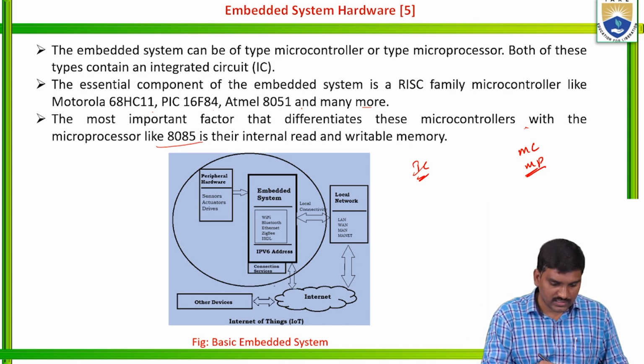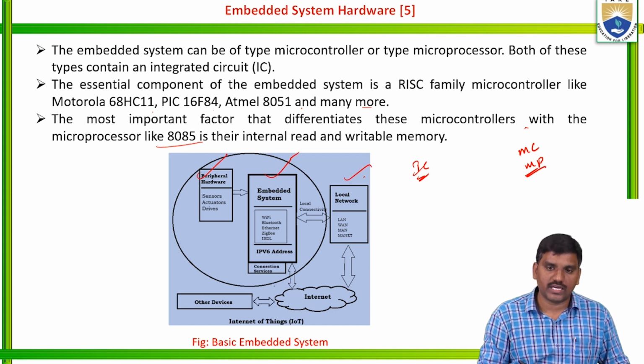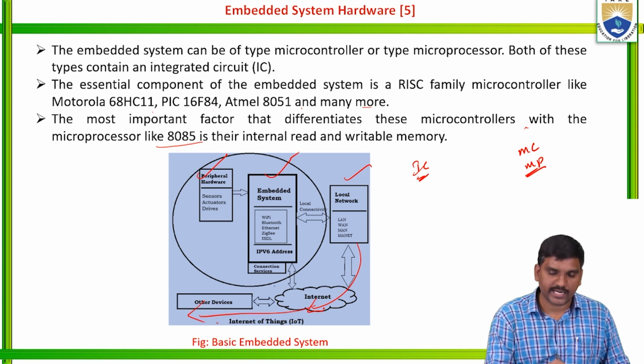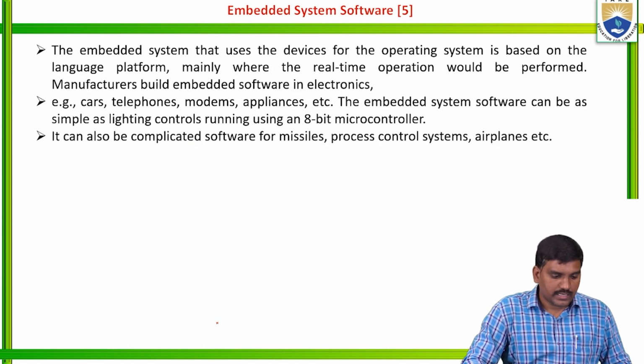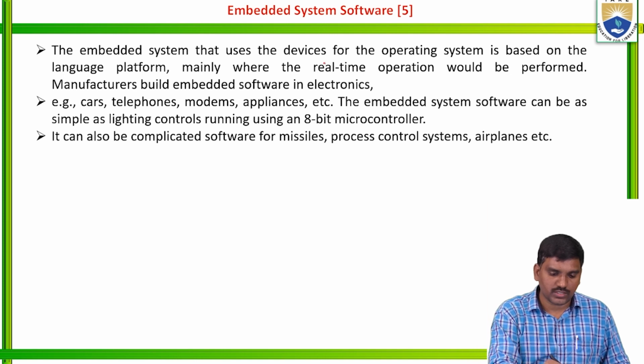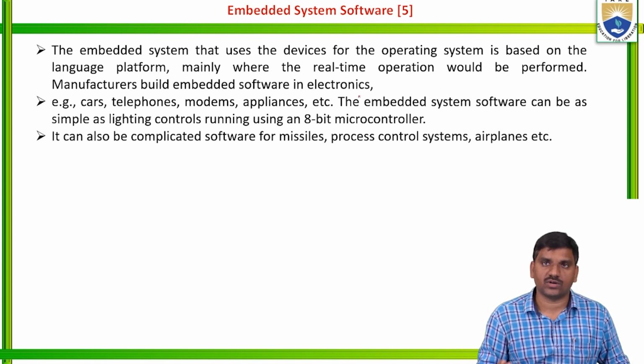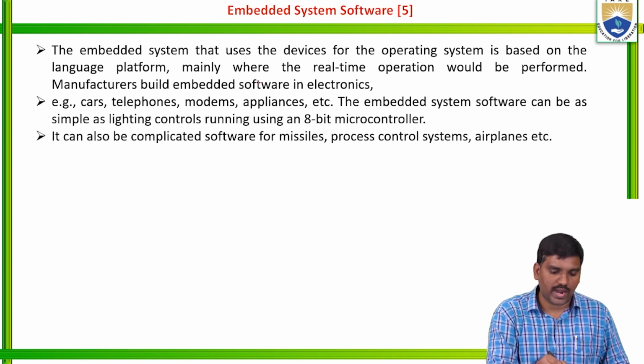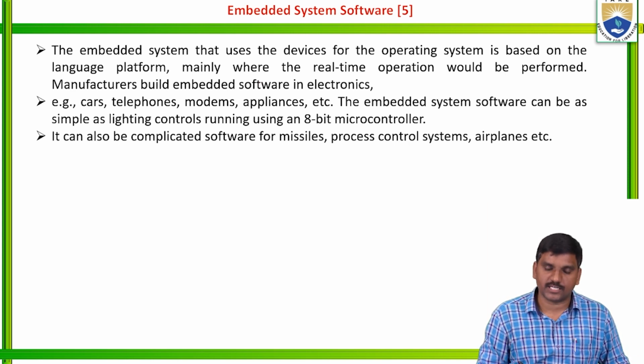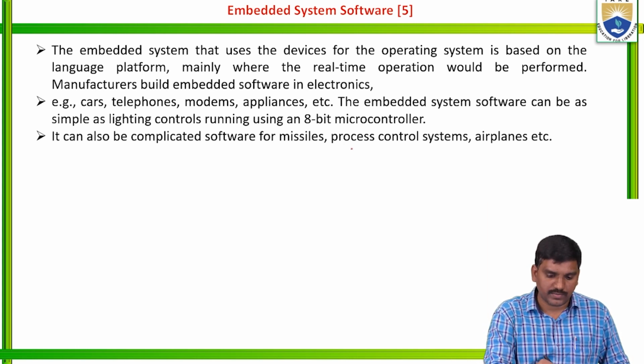So the diagram is like that. Peripheral hardware device, communication protocols by using the local network, which can be the internet, connected to the other device. Next, the embedded system uses devices whose operating system is based on the language platform, mainly where real-time operation would be performed. Manufacturers build embedded software in electronics. Examples: cars, telephones, modems, appliances, etc. It can also be complicated software for missiles, process control systems, and airplanes.